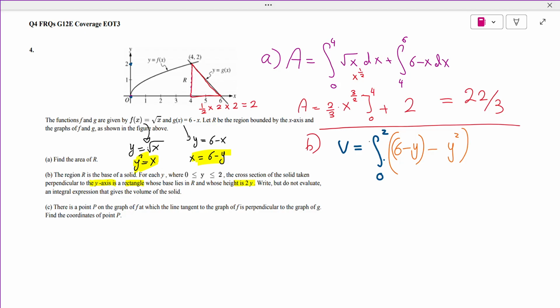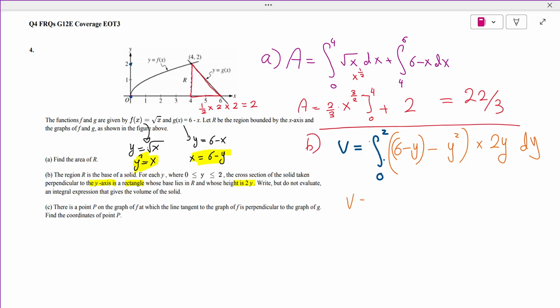Now the height of the rectangle is given by the question to be 2y. So we'll multiply by 2y dy. We don't need to solve it, but at least we need to simplify it. We need to make it shorter.